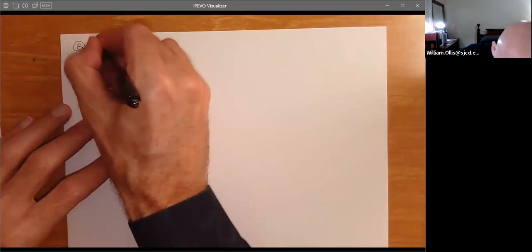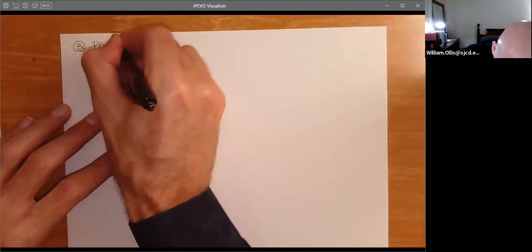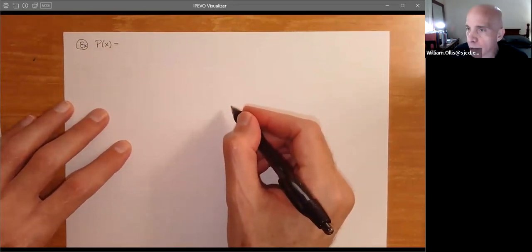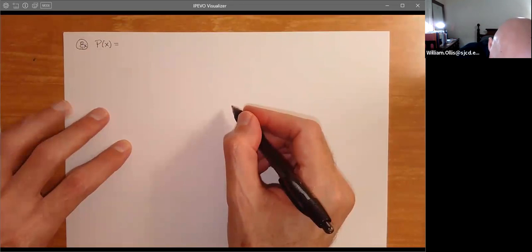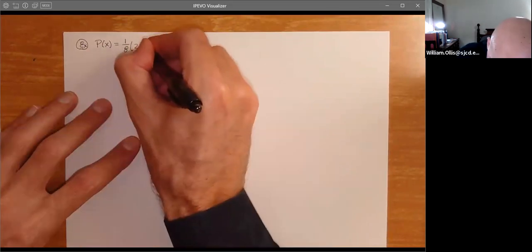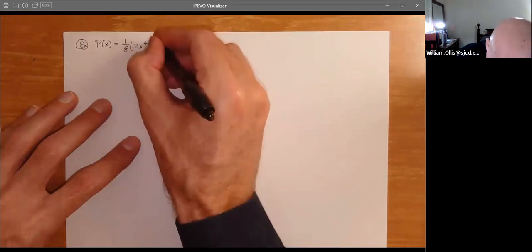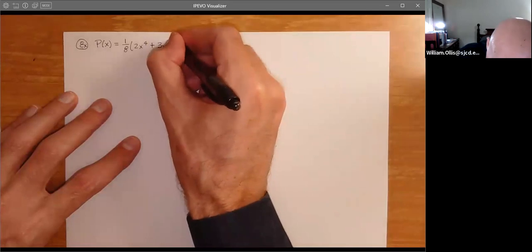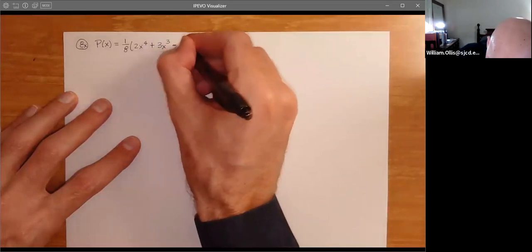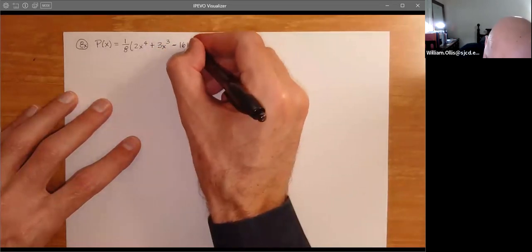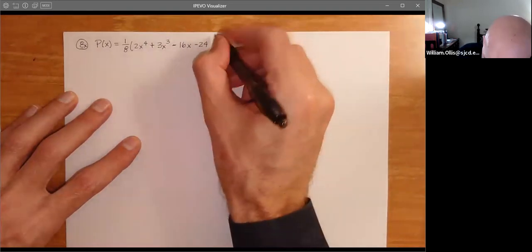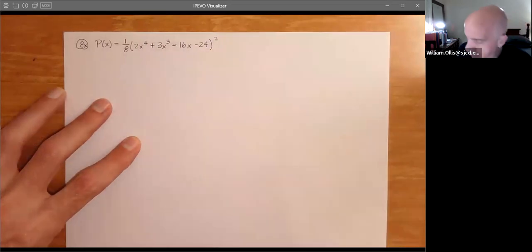So here, what the author does is he gives you a polynomial that's actually squared. So we have 1/8, excuse me, and we have 2x to the 4th plus, of course, this will factor by grouping. We don't have to use the stronger theorems, 16x minus 24. And then he squares it.